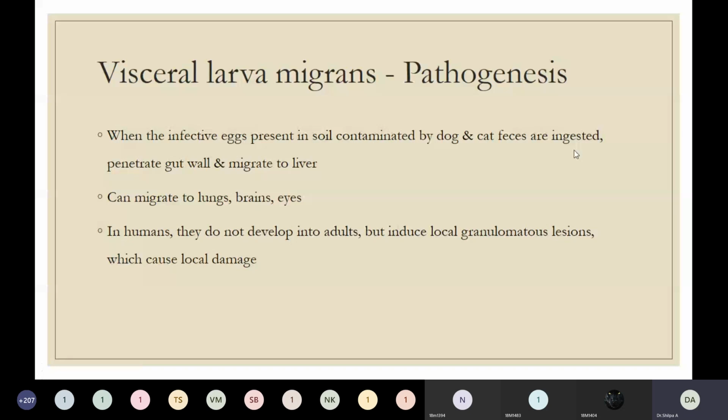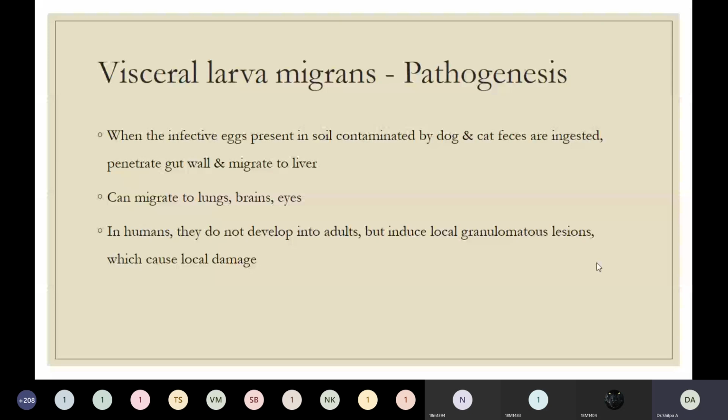So the soil is going to get contaminated by the dog and cat feces, which contain these infective eggs. And when man accidentally ingests these eggs, they travel to the intestine, penetrate the gut wall and migrate to the liver most commonly. And apart from the liver, they can also migrate to lungs, brain, and eyes to produce the various features.